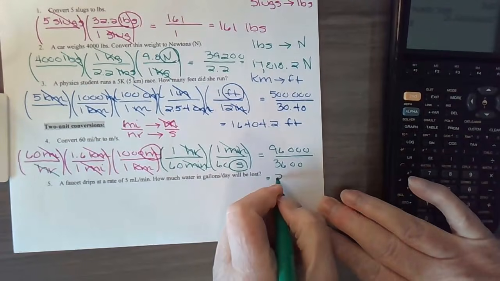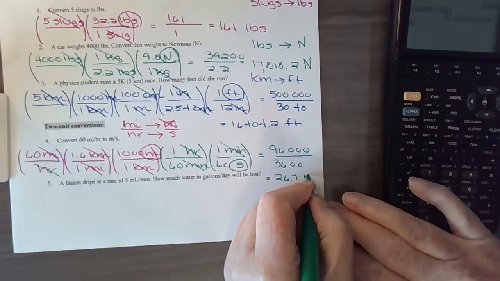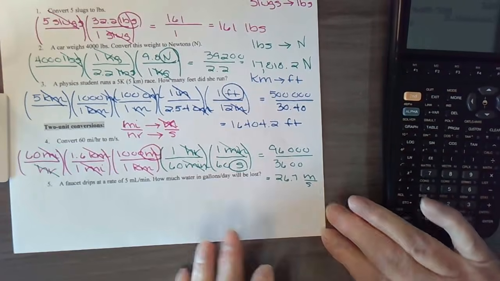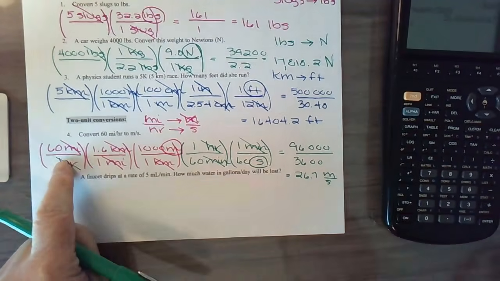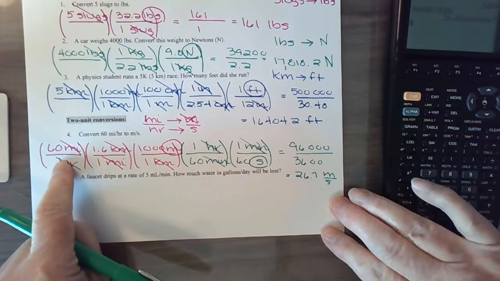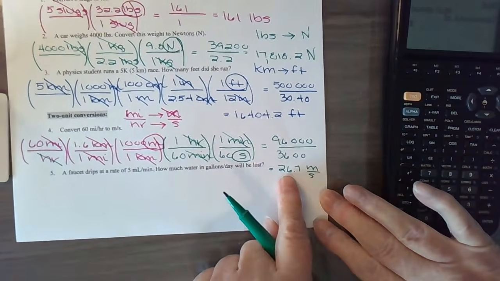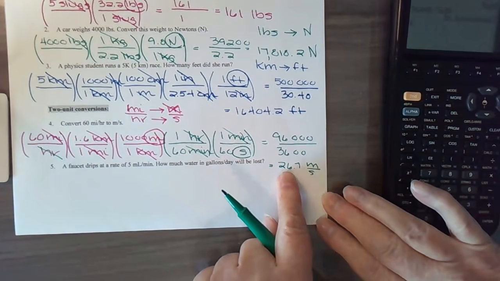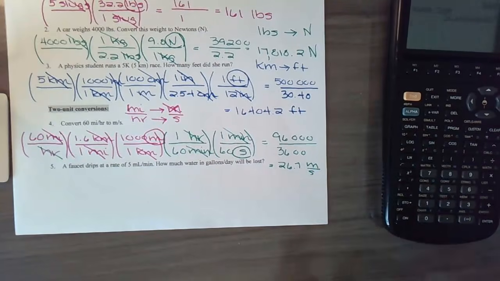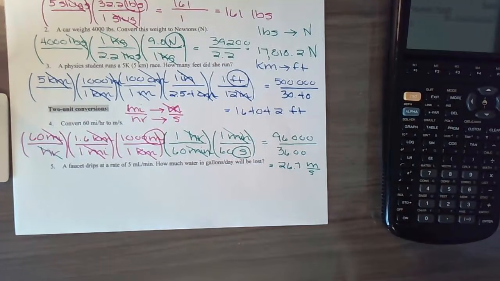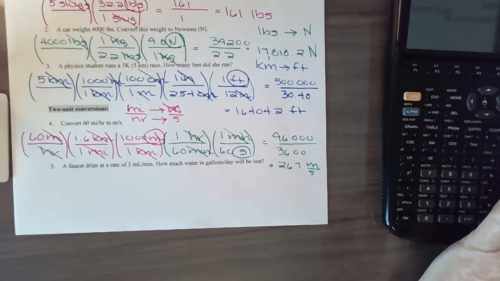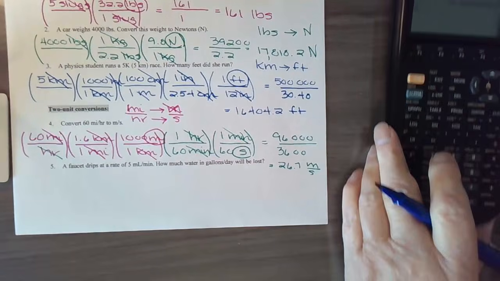26.7 if I round it off. 26.7 meters per second. So we have speed limit signs that say 60 miles an hour. We could replace them with speed limit signs that say 26.7 meters per second, and the cars would be driving at the same speed. All right, one more to do for our notes, and then there's some for you to practice on the homework assignment.